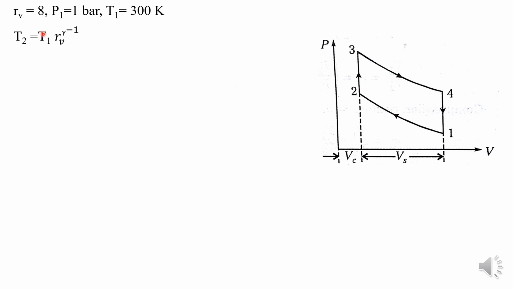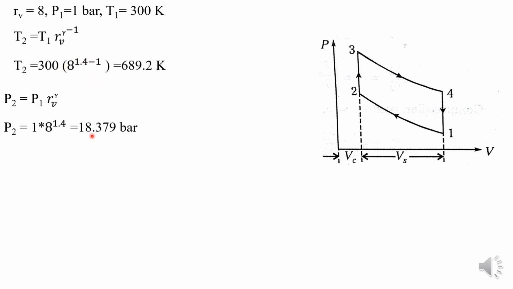For T2, use the same relation. T2 is nothing but T1 times RV to the power gamma. Just substitute and get the value of T2. Similarly, get the value of P2. Once you have the value of T2 and P2, next you need to find out T3.